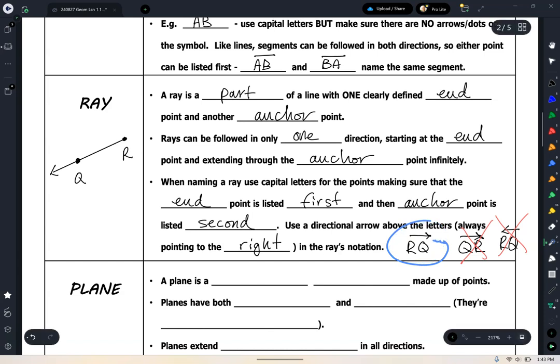So just like we read from the left to the right, we're going to read our ray from the left to the right. So we're going to start here and move this direction. And so it's R comes first, Q. This arrow always points to the right. You guys got that? That's super important when you write your ray language. Okay? Lines, infinitely in both directions. Segments, beginning and ending, part of a line. Rays, one goes forever, and you have a clear beginning point. Okay? 3 different types of straight paths we're going to deal with in this class.